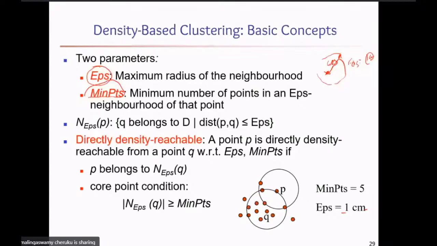Our problem is solved. We are able to find out that this is one cluster, this is another cluster. The points pertaining to this belong to one cluster, and the points which are forming this particular cave belong to that particular cluster. These points belong to this cluster.